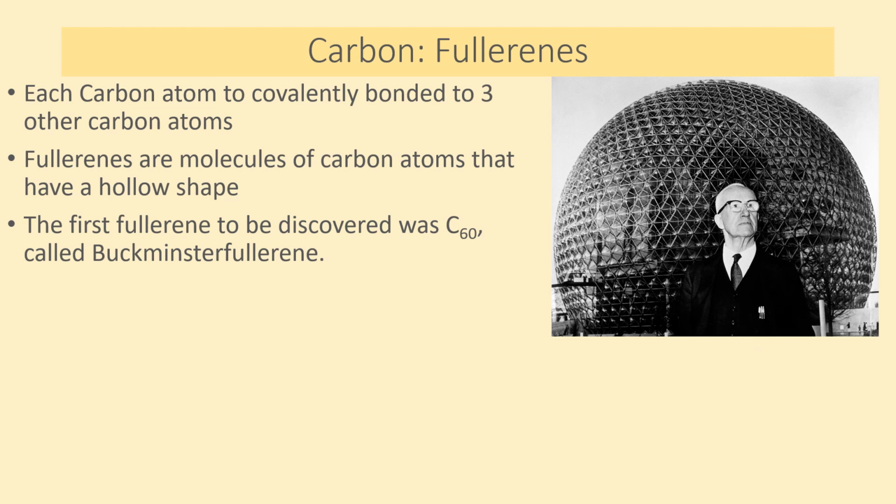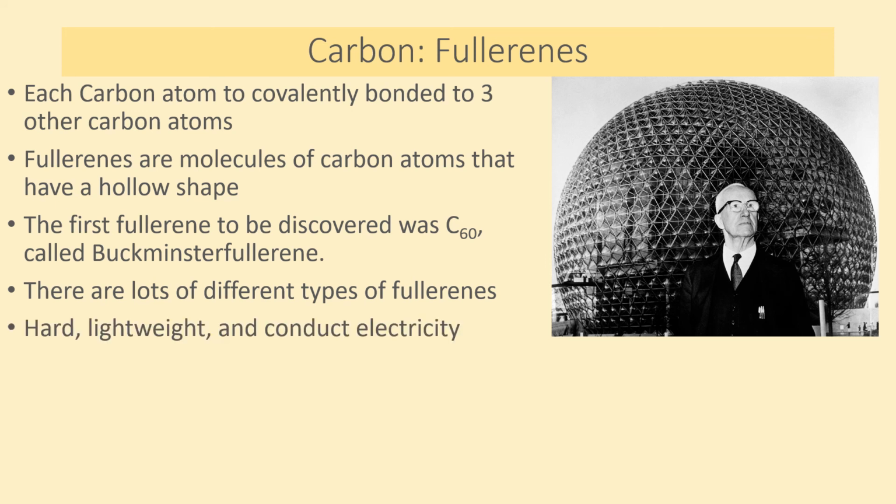He didn't find it, but that guy is called Richard Buckminster Fuller. He was an architect who designed buildings that looked like the one you can see there. And that happens to be very similar to what C60, or Buckminster Fullerene, looks like. So they named it after him, in honour of him. We've got lots of different types of fullerenes, though, depending on the number of carbon atoms we have. They are all hard for their size, they're very lightweight, and they also all conduct electricity. So loads and loads of uses for them.